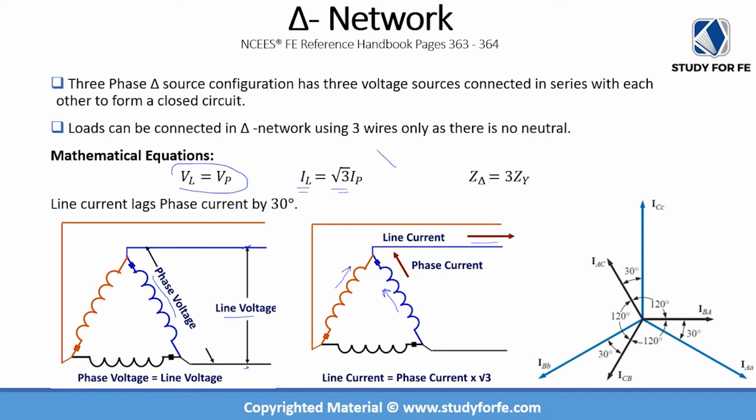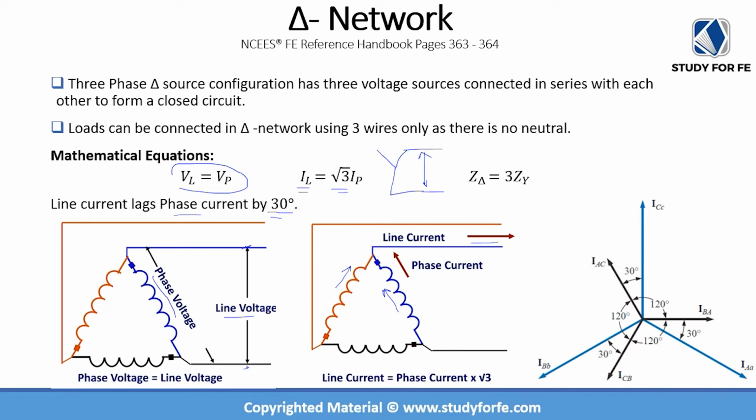Now, if you remember in the Y network, the line to line voltage was square root 3 times the phase voltage, and that's because we were measuring across two phases. In this case, your line current is square root 3 times I phase. Now, for some reason, students tend to remember the fact that the line voltage leads the phase voltage by 30 degrees, but somehow they tend to forget an equally important phase angle relationship between the line current and the phase current, which is that your line current lags the phase current by 30 degrees in a delta network.